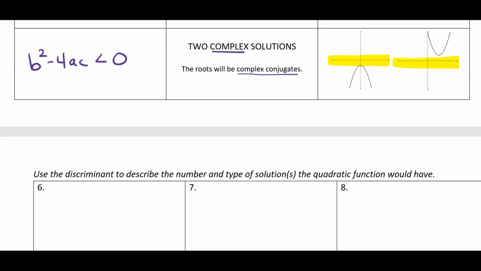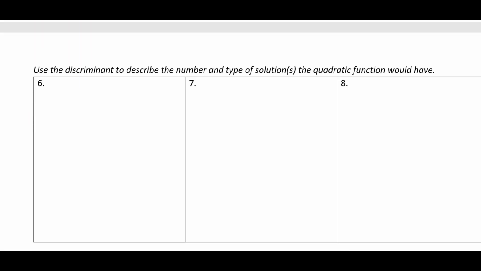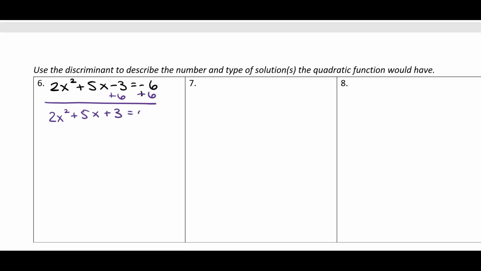Okay, so down here, real quick, we're going to try some of these. So starting with number 6, we're going to have 2x squared plus 5x minus 3 equals negative 6. On this particular problem, the first thing we're going to do is make sure this is equal to 0, because you can't use the discriminant until it equals 0 and is in standard form. So I'm adding the 6 over, and I'm getting 2x squared plus 5x plus 3 equals 0.